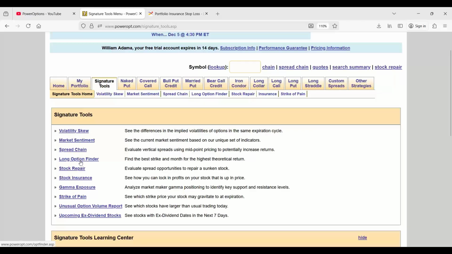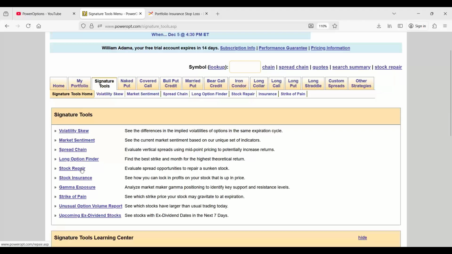The long option finder, very powerful tool. Hey, I'm thinking a certain stock is going to go up. I think AMD has the possibility of moving up another 4 or 5% in the first couple weeks of January. What would be the best call to buy if I think by January 10th, AMD is going to be up another 4 or 5%? Well, I just go to the long option finder tool, put in AMD, put in my target price, my investment amount, and it'll show me which call would give me the best return if the stock gets to or hits my target price by my target date.